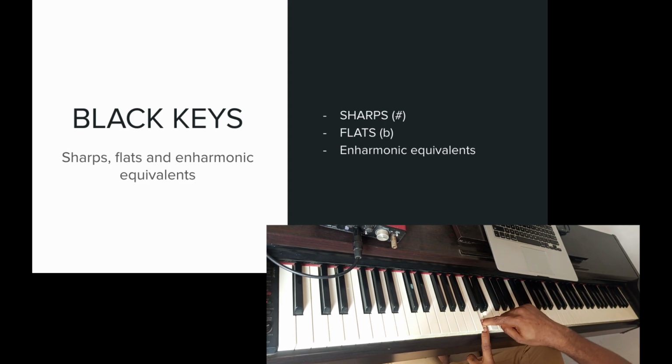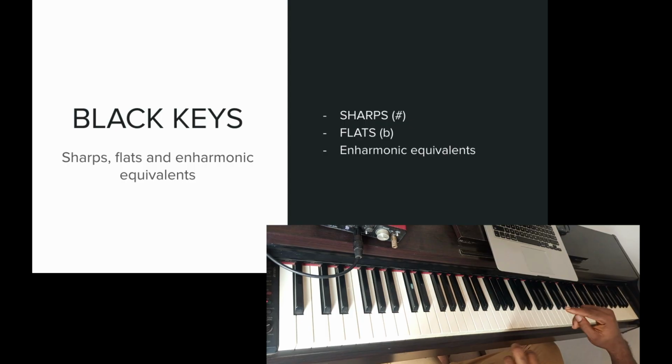D, this is key D, remember, from the names of white keys. And this black key here would be D sharp. Why? Because I raised the value of D by one semitone. We remember the definition of semitone. Semitone is the shortest distance between two keys. So by raising the value of D by one semitone, I get D sharp.